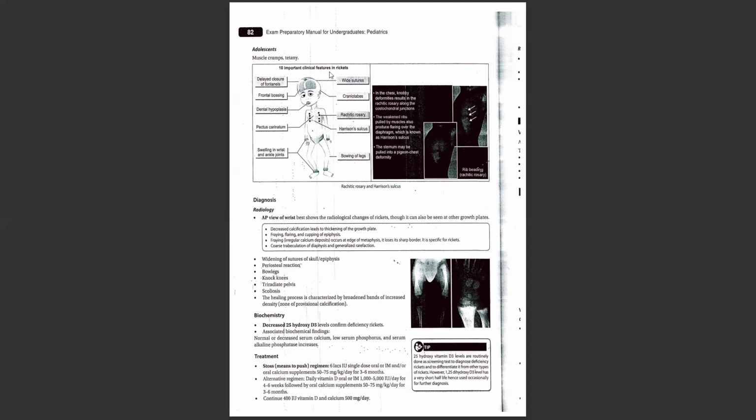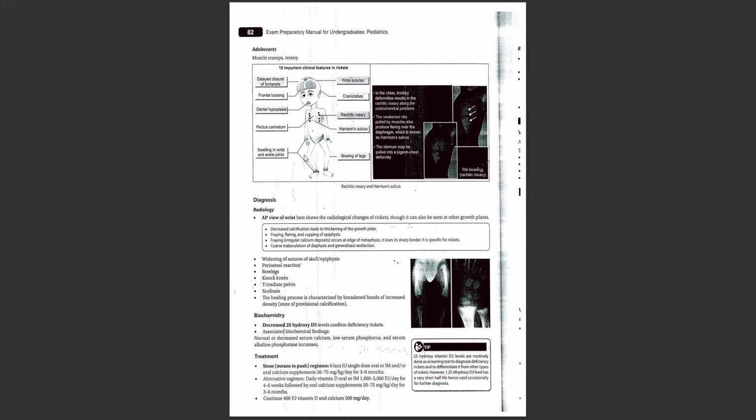The 10 important clinical features in rickets, from head to toe: we have delayed closure of the fontanelles, craniotabes, that is the ping pong ball mechanism, then wide sutures. Then we have frontal bossing, then dental hypoplasia, and in the chest we have the rachitic rosary, that is prominence of the costochondral junction. Then pectus carinatum, that is protrusion of the sternum. Then we have the Harrison sulcus.